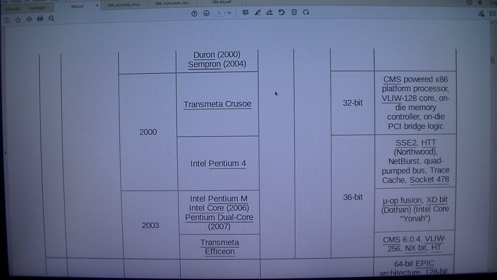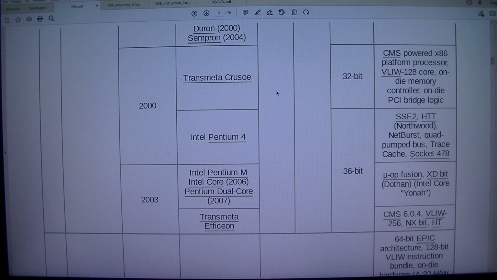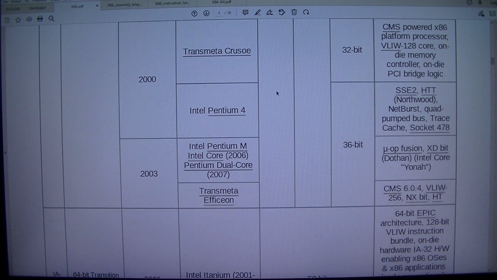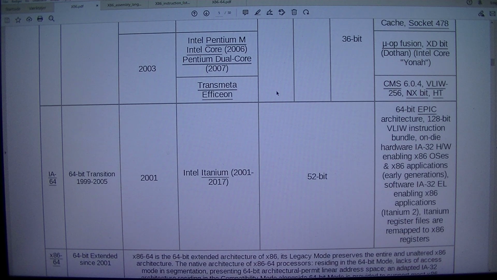Intel Pentium 4, 36-bit, SSE2, HTT, Northwood, NetBurst, quad-pumped bus, trace cache, Socket 478, 2003 Intel Pentium M, Intel Core, 2006, Pentium Dual-Core, 2007, micro-op fusion, XD bit, Dothan, Intel Core Yonah, Transmeta Efficeon, 64-bit, NX bit, HT. 64-bit transition.